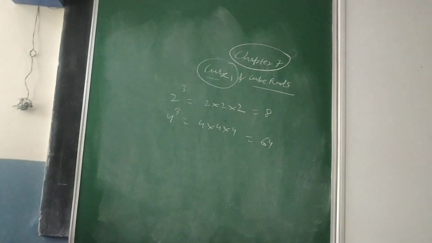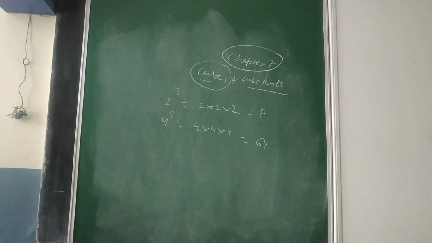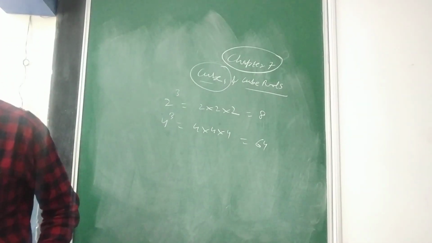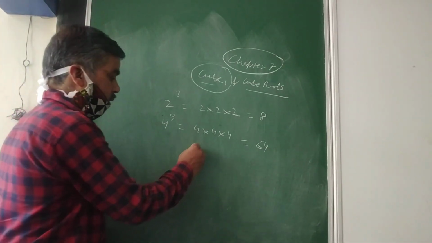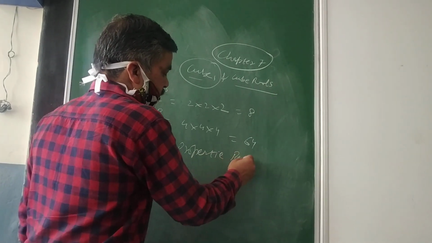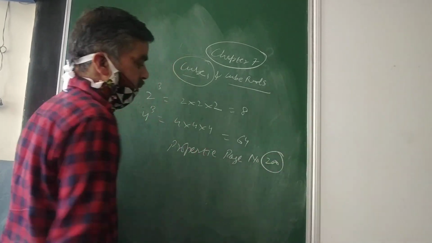Now the properties, as we did in squares. I will not be taking any new properties. Properties are already given in your textbook. Please go through page number 200. The properties start there, and go through the examples. On page number 200 of your textbook, all the properties are there.